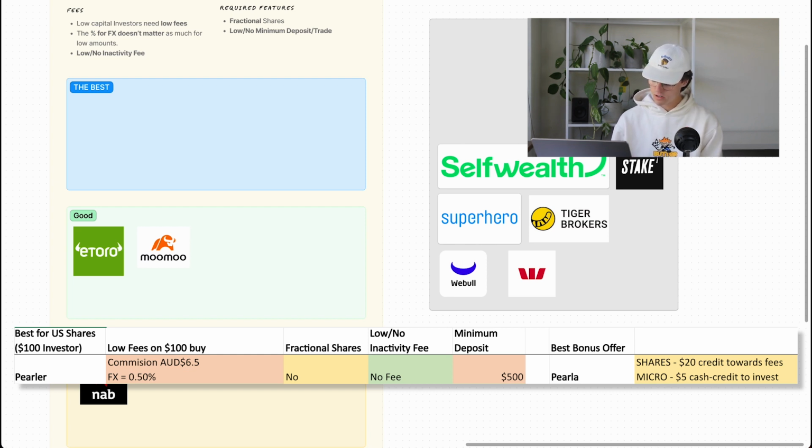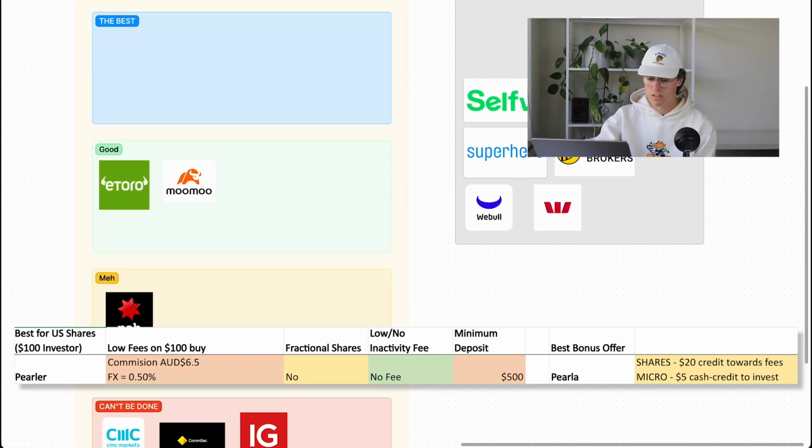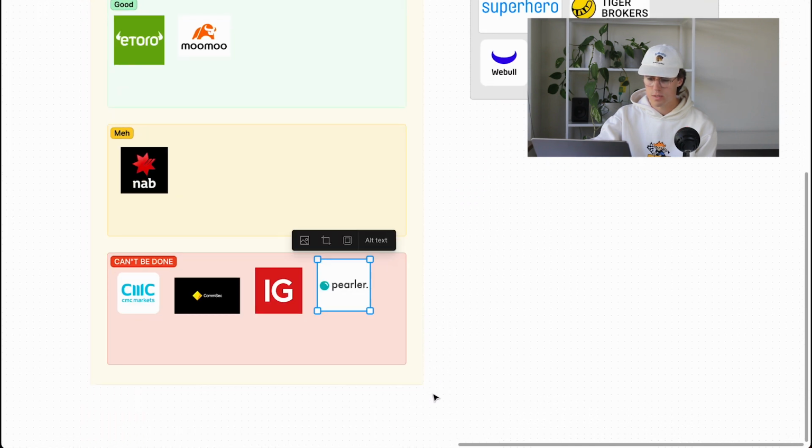But they do have a good bonus offer of $20 credit if you sign up for the shares, and a $5 cash credit if you sign up for the micro. So if you sign up for the shares, you get $20 credit towards fees, and micro, you get a $5 cash credit to invest. So that's the two different types of accounts they have, and if you sign up for them you'll get that bonus. But unfortunately, because of the $500 deposit, we're going to have to put it into the can't be done category.